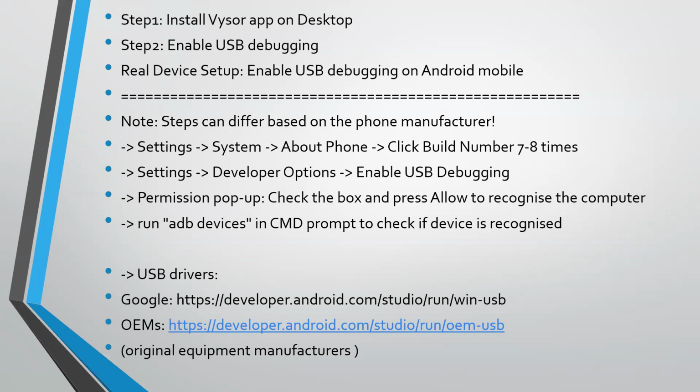Step number one, we are going to use one of the very important applications, that is the Vysor application. I will show you how to install it on your local machine, and then we will see some steps to enable USB debugging. You can see these are the different steps which we need to follow. Whenever you enable USB debugging, it automatically installs the driver. But if suppose there is no driver available, then we can manually install those drivers.